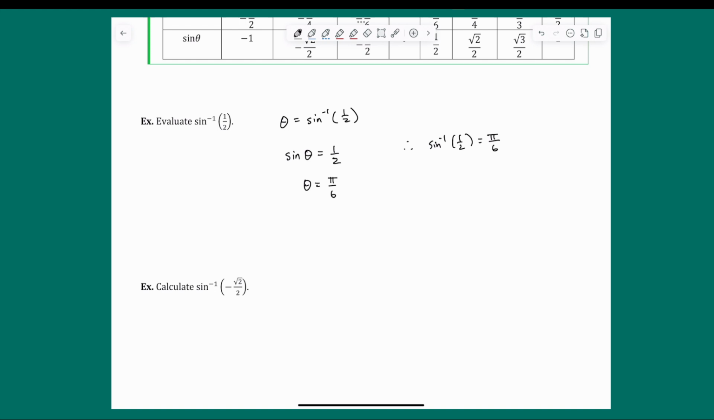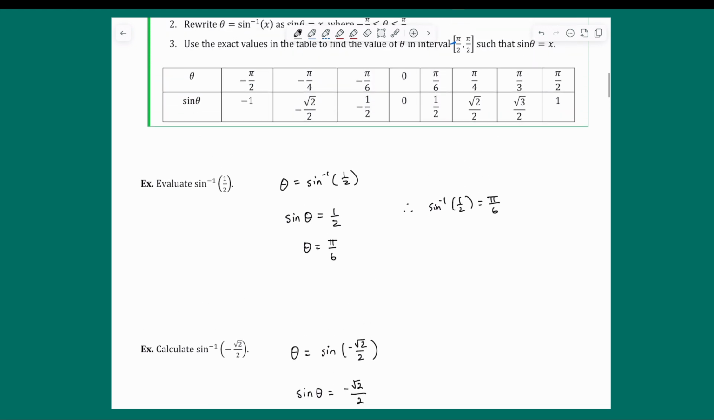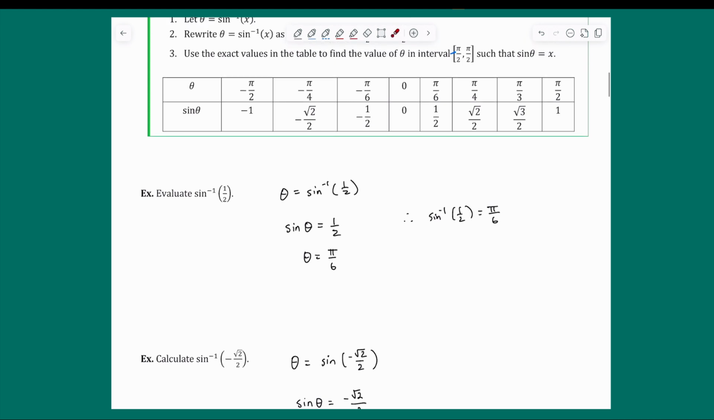Likewise, you could do a similar thing in the next example, where we're asked to calculate sine inverse of negative root 2 over 2. We could say theta is equal to sine inverse of negative root 2 over 2, and then rewrite that as sine of theta equals negative root 2 over 2. Once again, we go to the table, find our negative root 2 over 2, and see it corresponds to negative pi over 4.